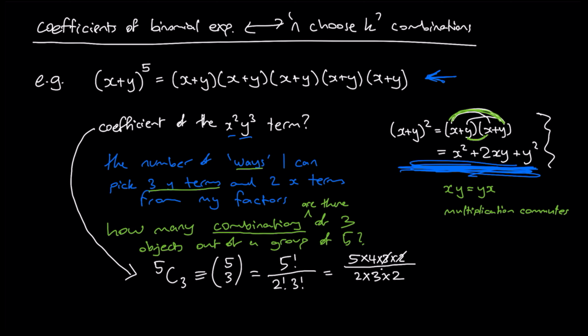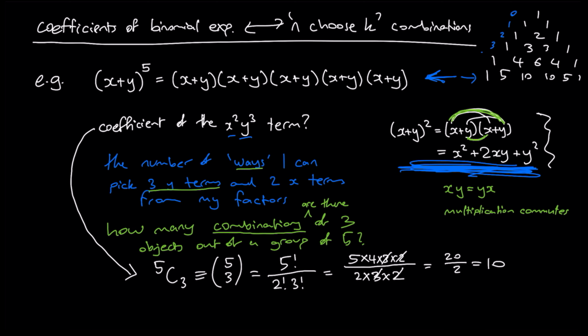There's going to be some cancellation, and I get 20 over 2, which is equal to 10. And if I quickly draw up a Pascal's triangle, 1, 1, 1, 1, 2, 1, 1, 3, 3, 1, 1, 4, 6, 4, 1, 1, 5, 10, 10, 5, 1, I notice that this row I've drawn is my row for x plus y to the power of 5, because I start at 0 and then go 1, 2, 3, 4, 5.